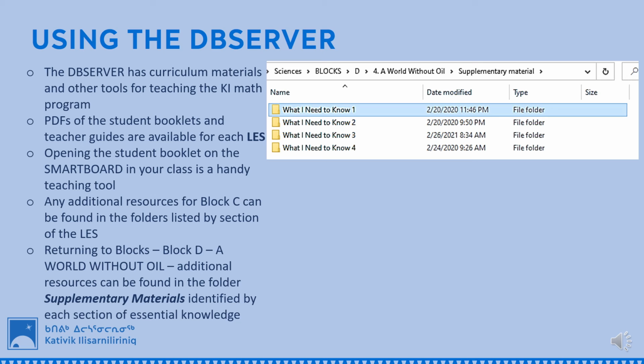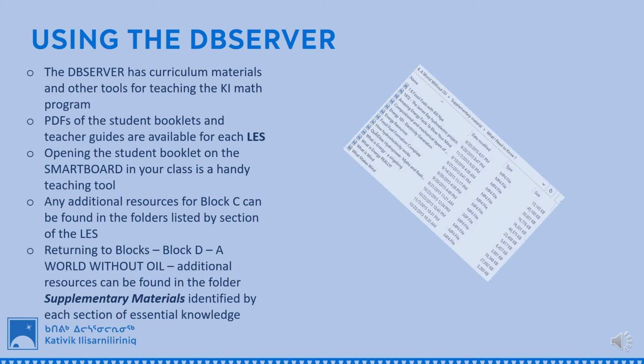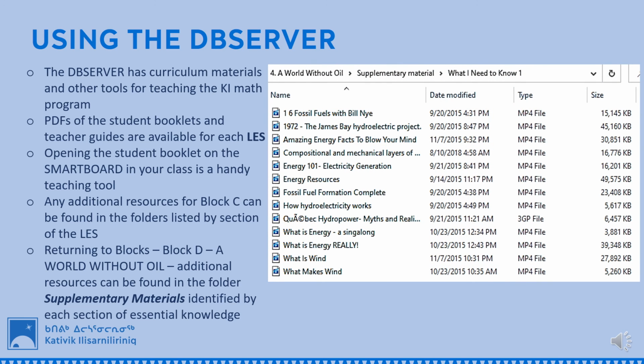Here again, you'll find folders identified by each section of essential knowledge. Each of these folders contain a selection of videos, GIFs, exercises, or other supplementary materials that directly support the concepts covered in this section of essential knowledge. Use your best judgment in selecting the tools you feel are appropriate for your students within the time constraints of the program.